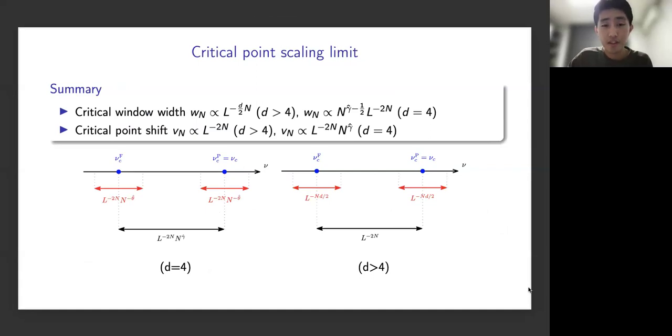To summarize, we have looked at critical points, both for dimension equal to 4 and greater than 4. There was a critical window with width Wn. And for the zero boundary condition case, the effective critical point was shifted by an amount Vn.